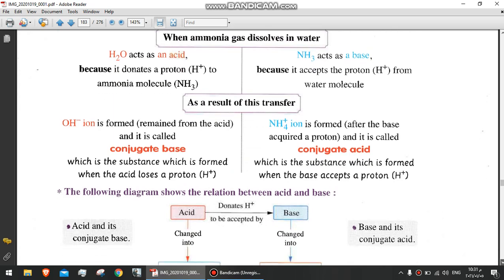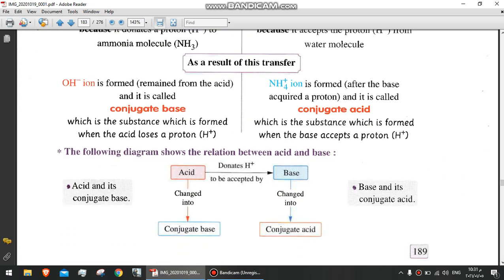Now, what are the conjugate acid and the conjugate base? A conjugate base is a substance which is formed when the acid loses a proton, while a conjugate acid is a substance which is formed when the base accepts a proton.